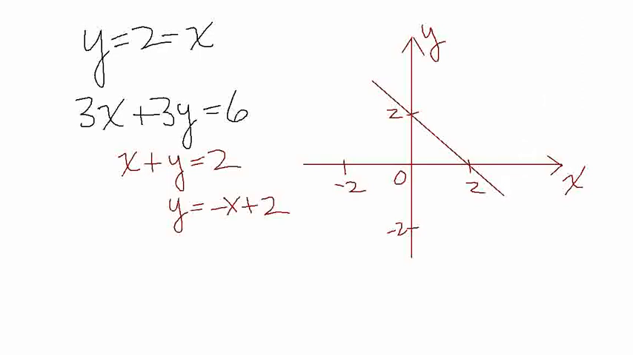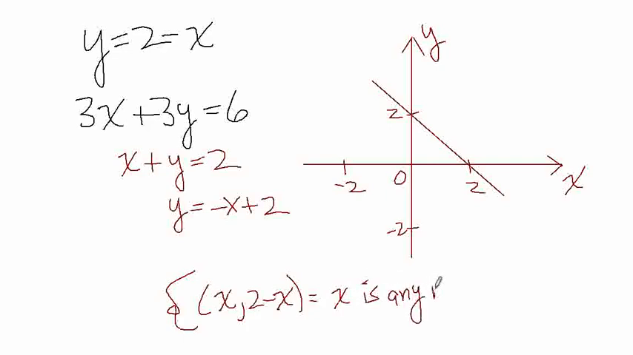So the solution set, consisting of an infinite number of points, is the set of all points x comma 2 minus x, where x can be any real number.